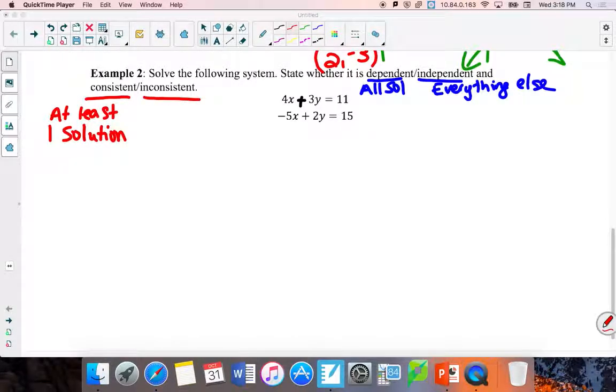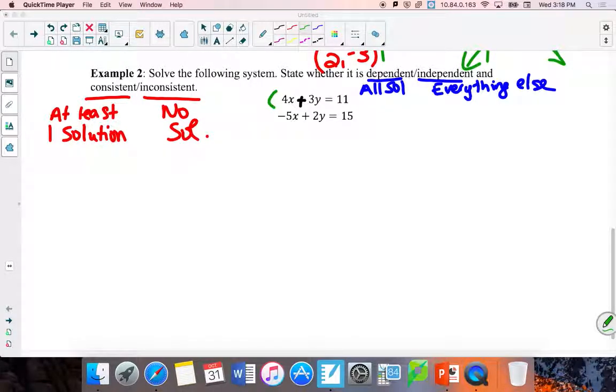And for inconsistent, we have no solution. So really, it's a no solution or everything else, if you want to think about it that way as well. So then, when you go to solve these, you still have to either do elimination or substitution. On this one, I would go ahead and do elimination.